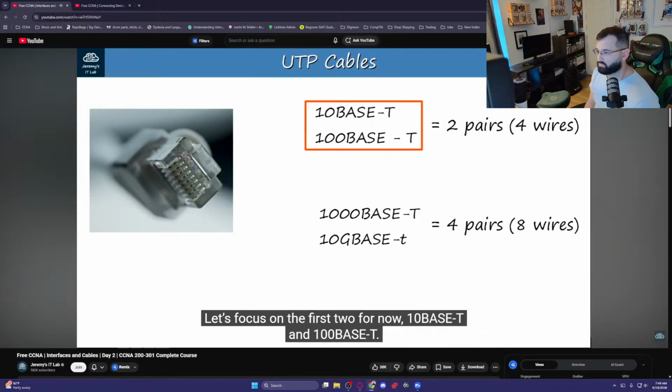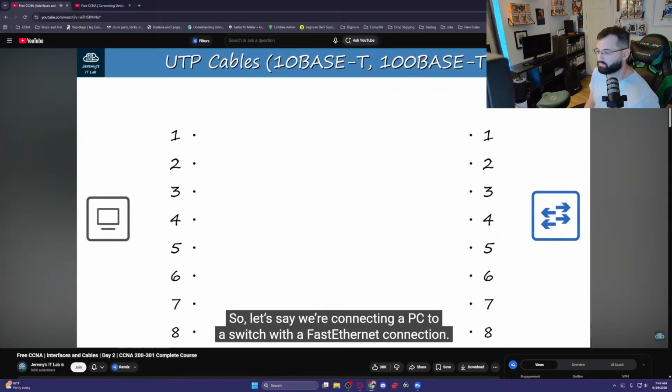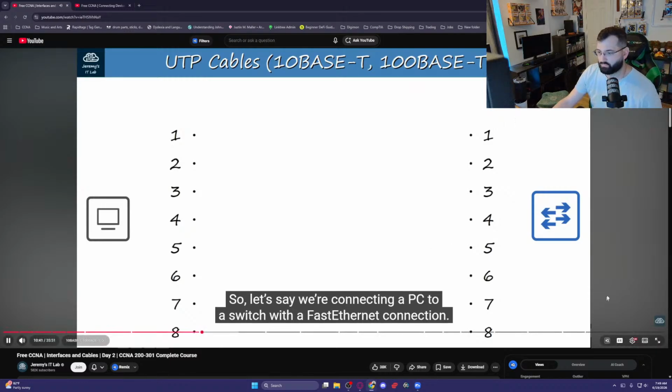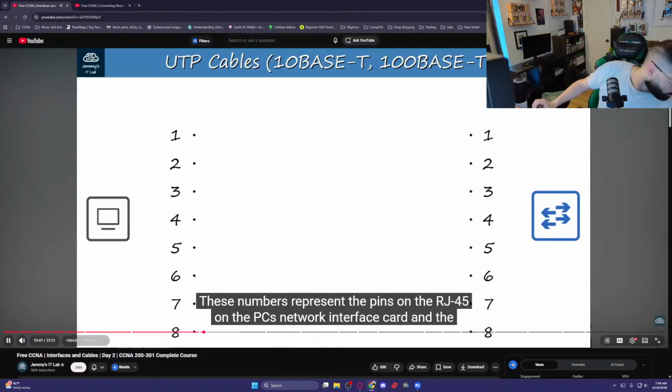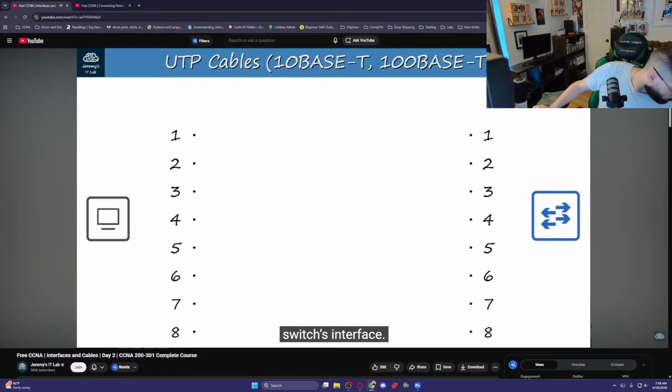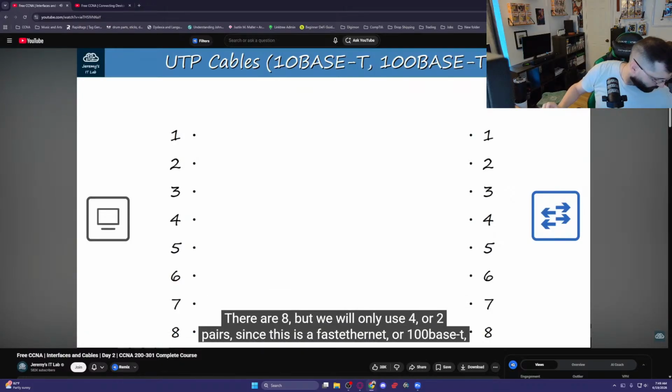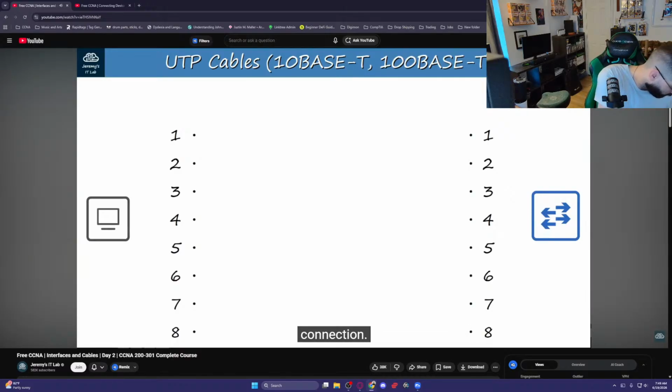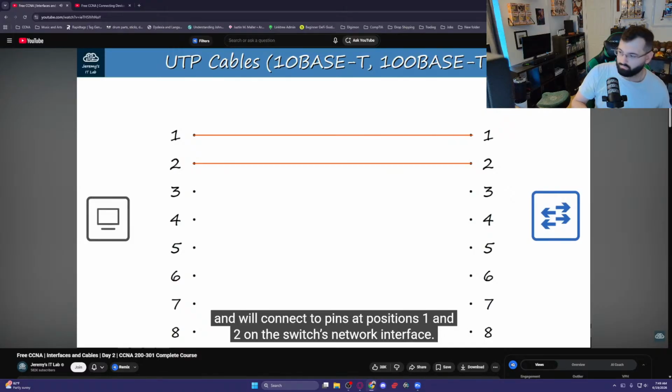Let's focus on the first 2 for now, 10 base T and 100 base T. So let's say we're connecting a PC to a switch with a fast Ethernet connection. These numbers represent the pins on the RJ45 on the PC's network interface card and the switch's interface. There are 8, but we will only use 4 or 2 pairs, since this is a fast Ethernet or 100 base T connection. The first pair is at pin positions 1 and 2, and will connect to pins at positions 1 and 2 on the switch's network interface.